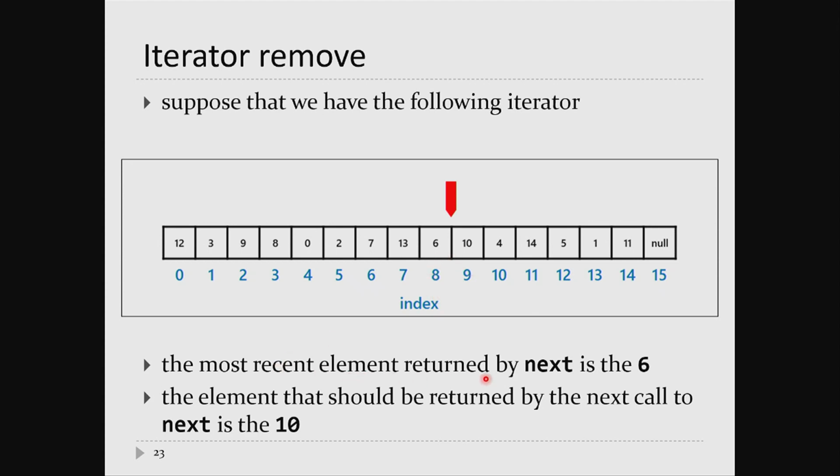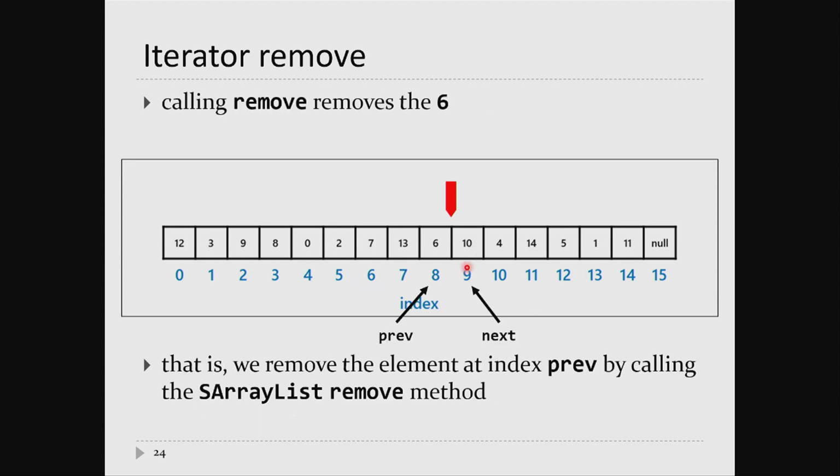The most recent element returned by next was the 6. So when I call remove on this iterator, I'm going to remove the element at index 6. You can think of it as backspacing, if you think of this as a cursor. I'm going to backspace and delete the 6. Now, remember what next should return for this iterator: it should return the value 10. So keep that in mind.